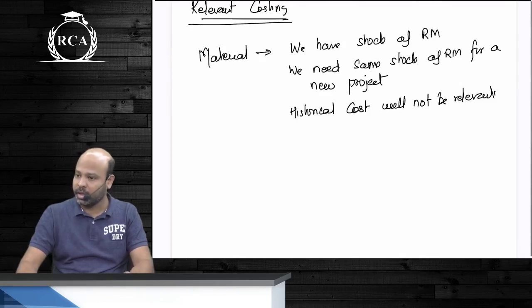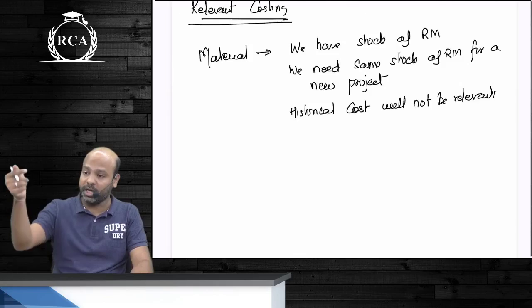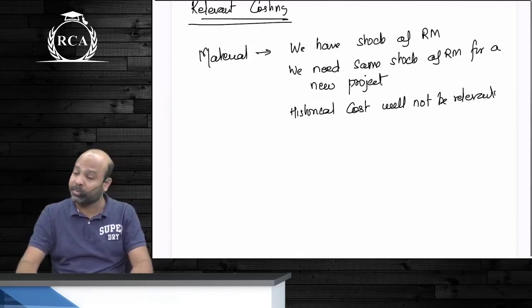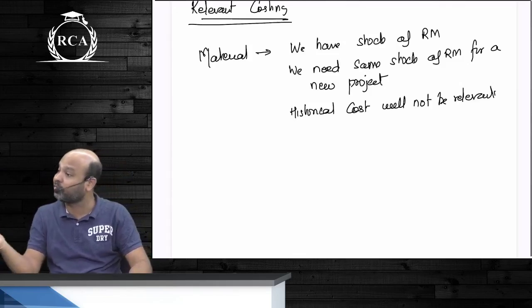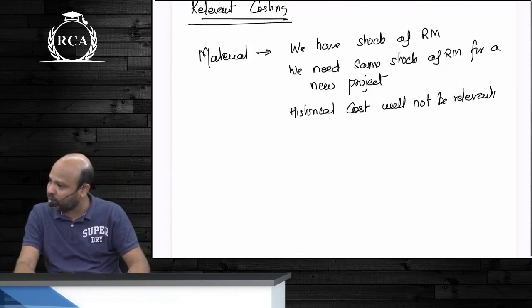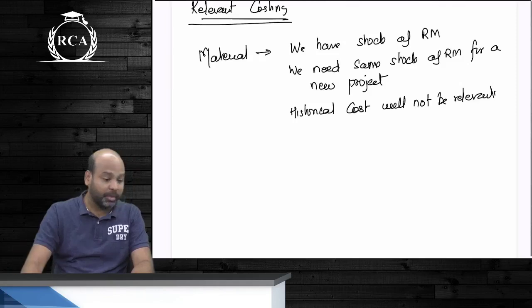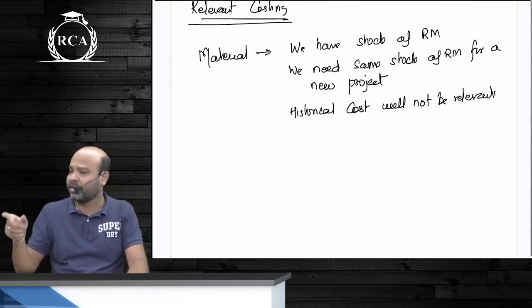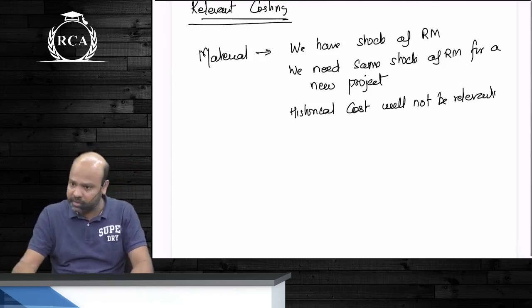Okay. If these stocks of raw materials are in regular use, then you know that even if you use these stocks of raw material, guys, for the new project or for the other products, you will have to buy more material. If you have to buy more material, what will be relevant for decision making? Replacement cost is the word that we use. That is nothing but the current market price.